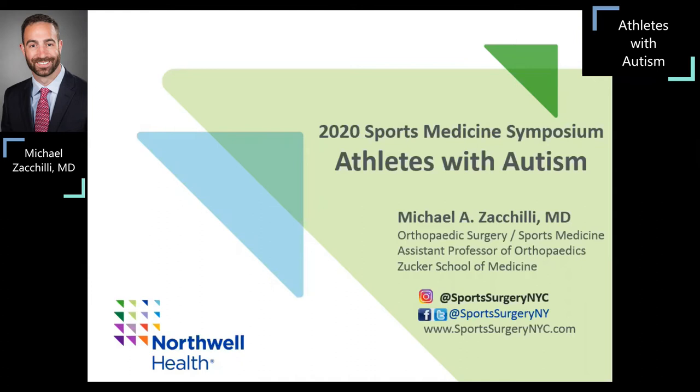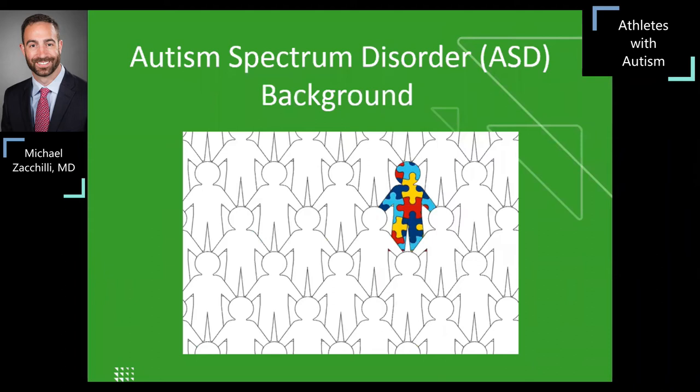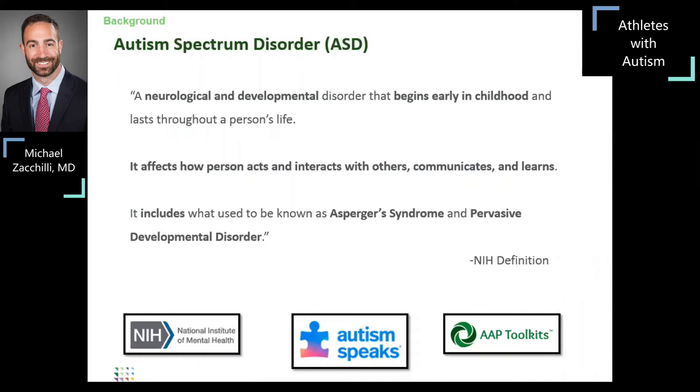To begin, we'll talk a little bit about background for these disorders. So autism spectrum disorders are a broad group of neurologic developmental disorders. They start early in childhood and they last all through a person's life. They primarily affect how a person can interact with the world and communicate. This includes what was once known as Asperger syndrome and pervasive developmental disorder. So it's a pretty broad developmental category based primarily off symptoms.